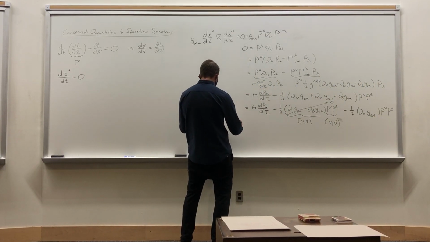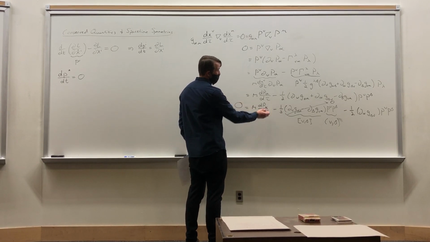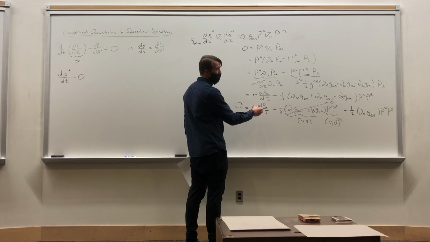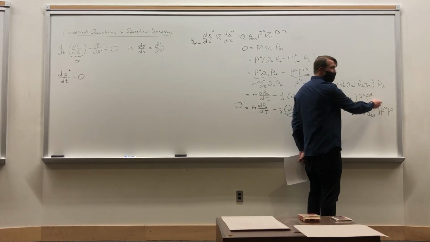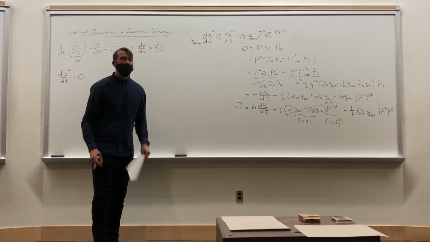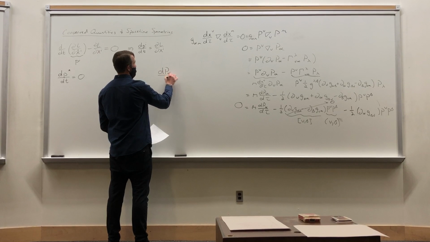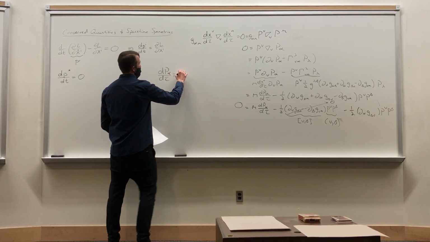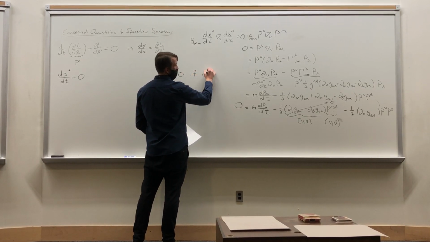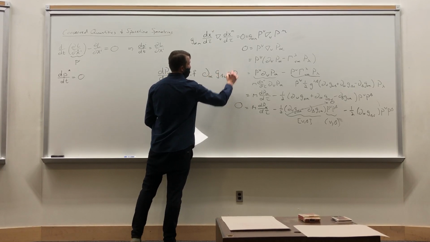Which of course tells us that this guy is 0 if this guy is 0. All right? Well, look at that. dp alpha d tau equals 0 if d alpha g beta nu equals 0.